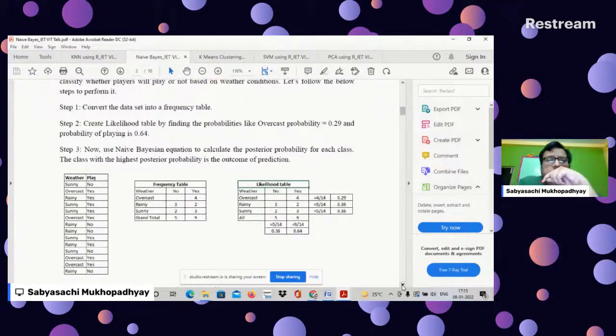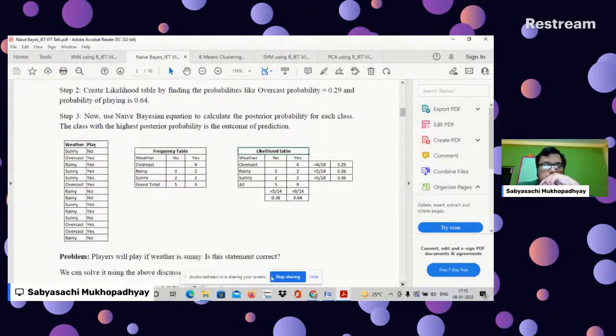We have to convert the data set into a frequency table. Then in the next step, we have to make a likelihood table by finding probabilities, like the overcast probability or the probability of playing. Those things we will explore. So you see, weather and play information are given there. From there, we will make the frequency table. The weather conditions are overcast, rainy, sunny, and we will check the possibility of play, yes or no.